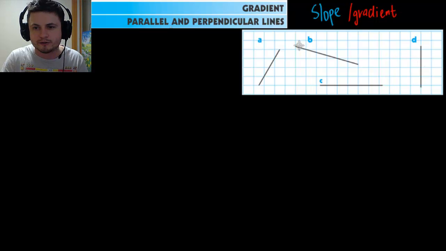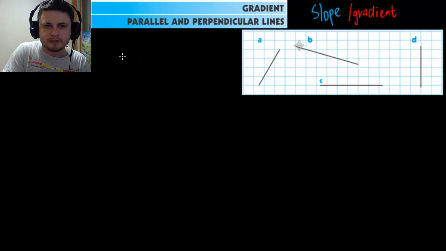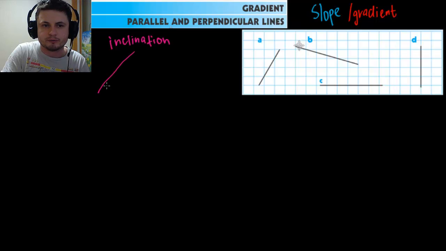Well, this is what it is. The gradient or the slope basically represents the inclination. I'm going to write it right here, inclination. Basically, it is how slopey things are. So if you have a slope that's this way, this is how slopey it is. You can actually just express it in degrees. You can say this is 45 degrees slope or 45 degree gradient.